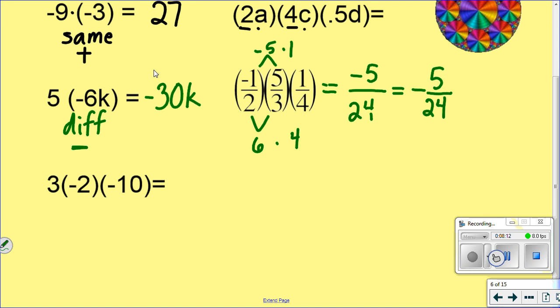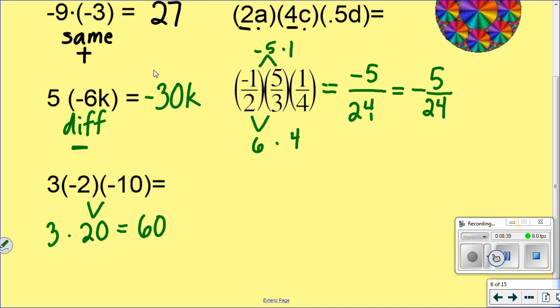All right, one last example. 3 times -2 times -10. Remember, you can do multiplication in any order. So I'm actually going to do these two first. Because to me, it's easier to think of. Those signs are the same, so that's going to be positive, right? So -2 times -10 is positive 20. And then I still have times 3. So you can see that my answer ends up being a positive 60.